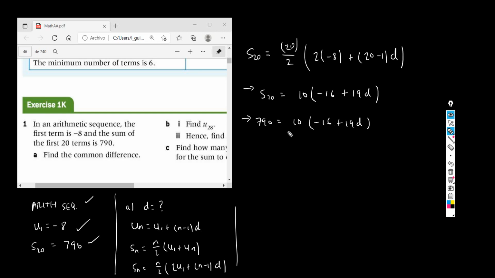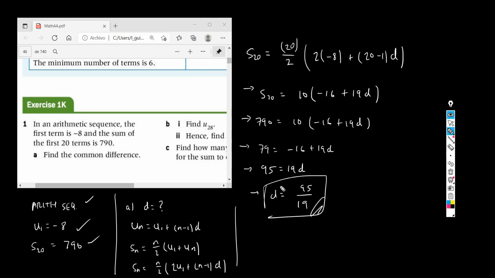Okay, so for example, in this case, let's just simplify a little bit more. 79 equals -16 plus 19D, right? And then you're gonna get 95 equals 19D if I add it well, and therefore D equals 95 over 19. So that's the difference. If I did all the arithmetic correctly, this should be the common difference. So there you go.